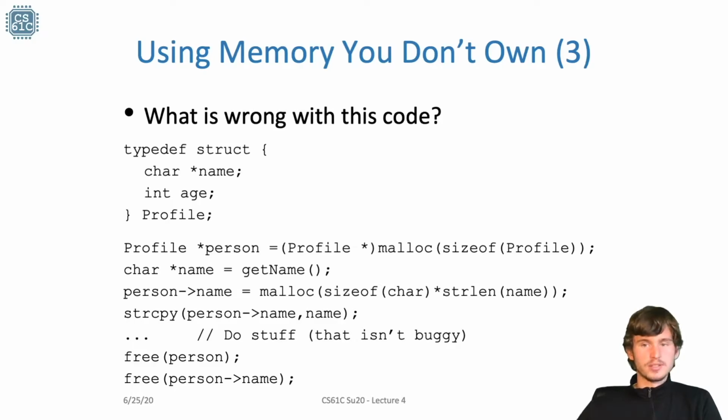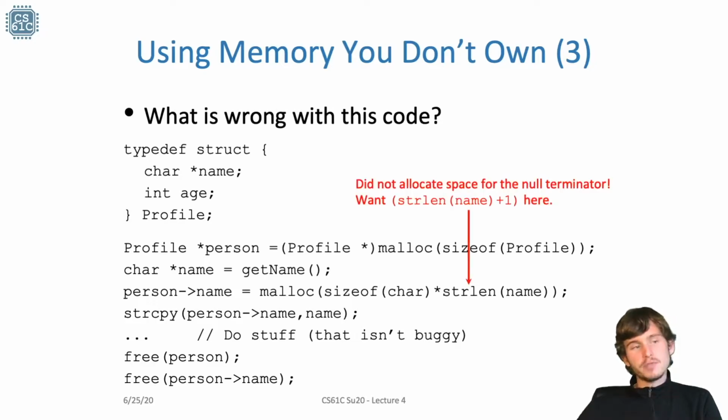How about this code? What's wrong with this? Well, it's a little bit hard to spot because there's a lot of code here, but if you look at this strlen function, strlen returns the exact size of the string, but it doesn't include the null terminator. So you should have actually added strlen plus 1 so that we can allocate the entire string.